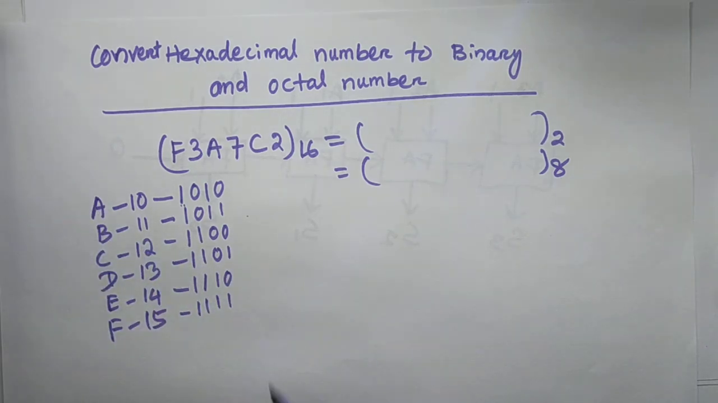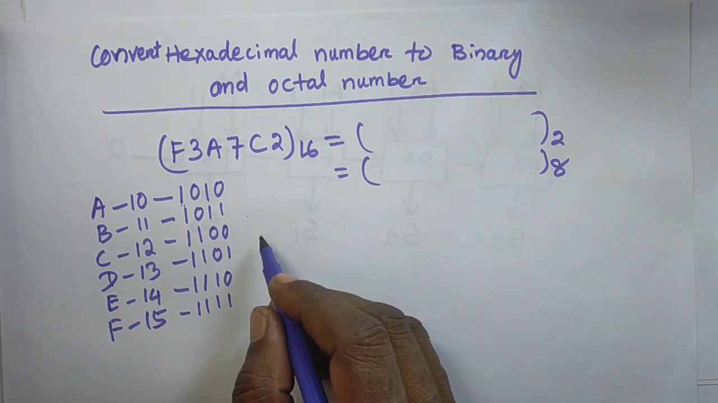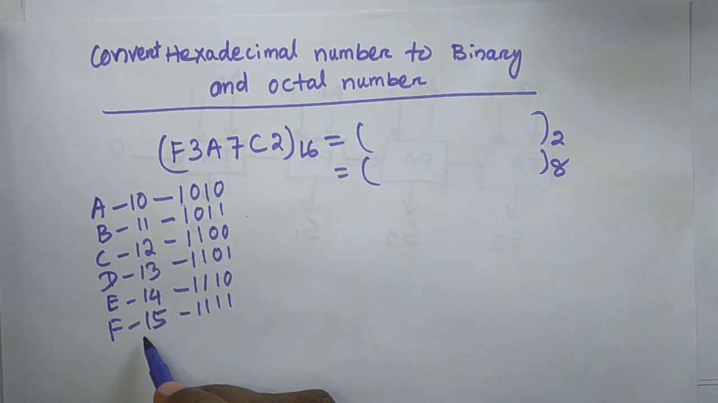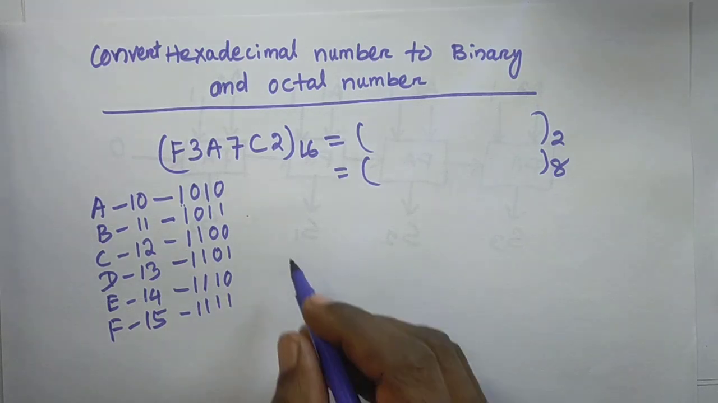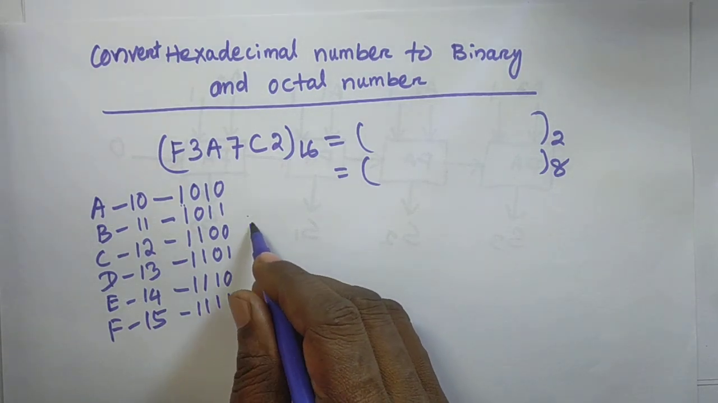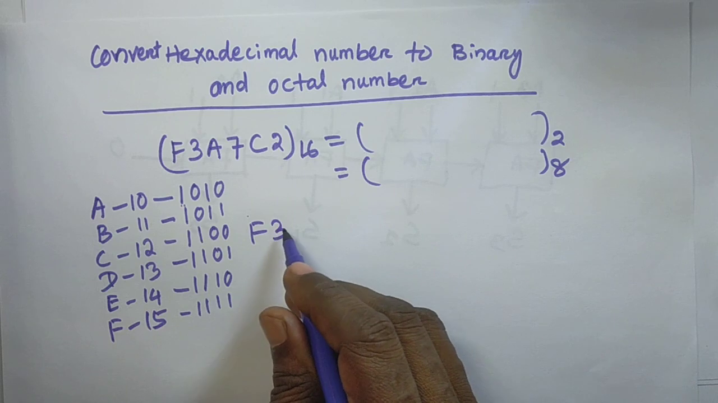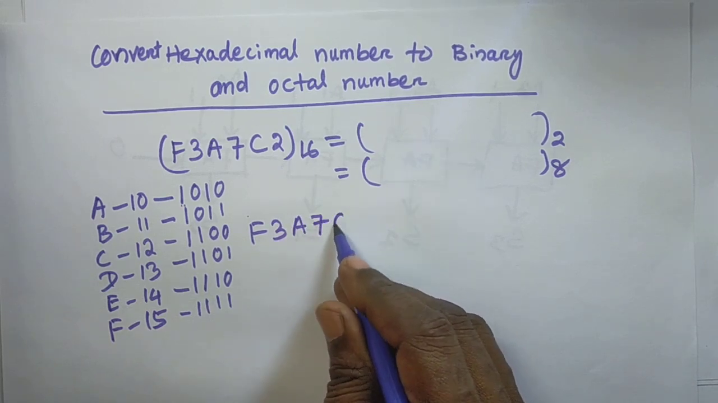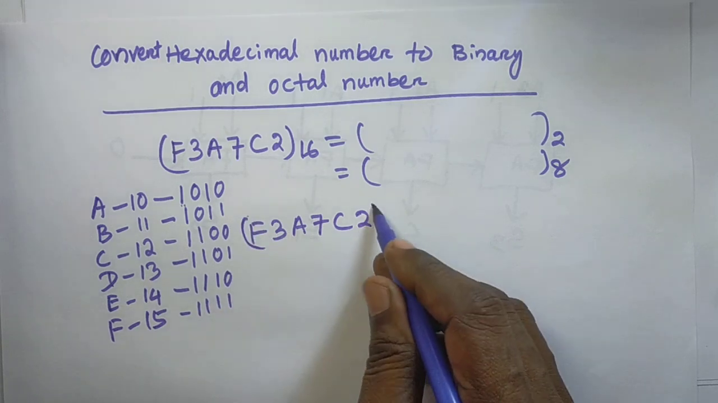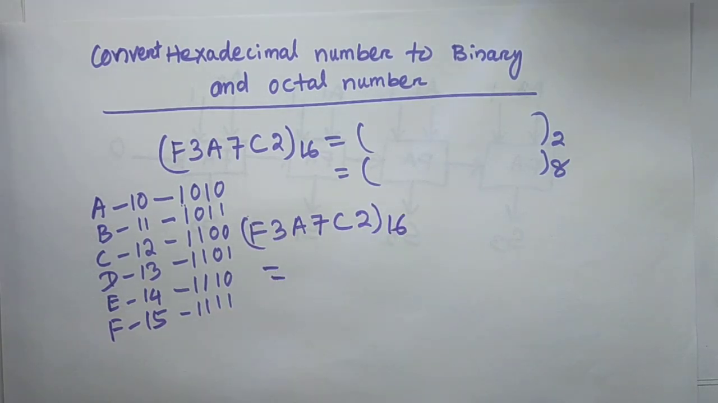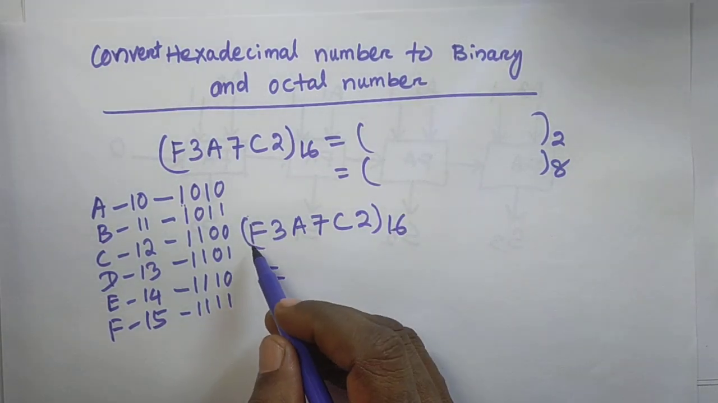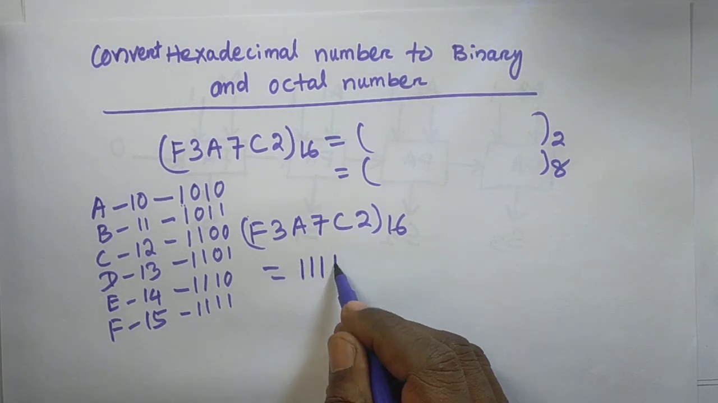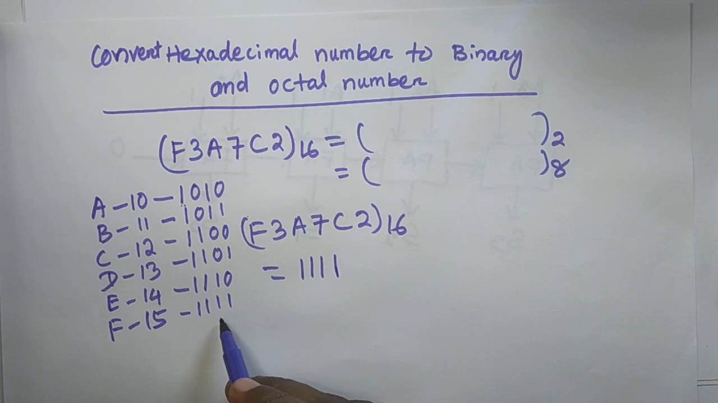Now we'll start with this particular number. Start with F. F means what? The number is F3A7C2. This number we have to convert. Now we'll start. F is 15, which means all are 1, because 15 is all 1s.